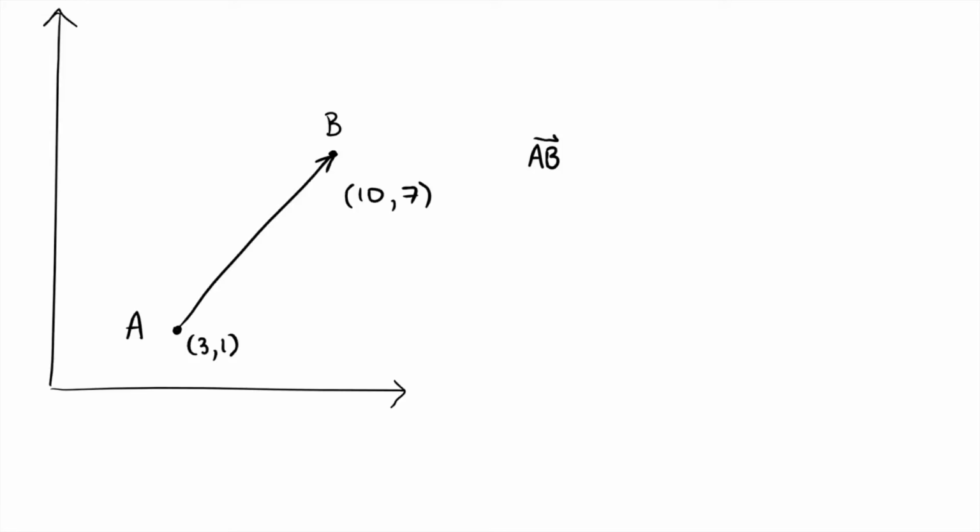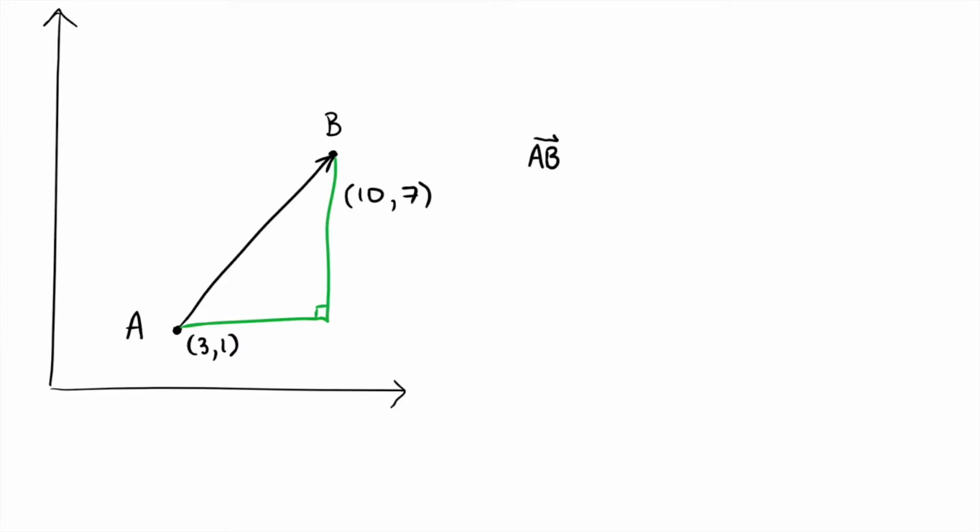In order to determine an algebraic representation for this vector, I'm going to need to examine the horizontal and vertical components of this vector. It's easy to do this by drawing a right-angled triangle with the vector as the triangle's hypotenuse. The length of the base of this triangle represents the horizontal component of the vector. The height of this triangle represents the vertical component of the vector.